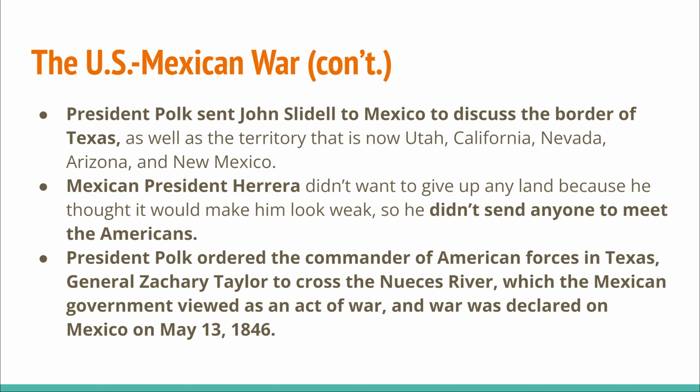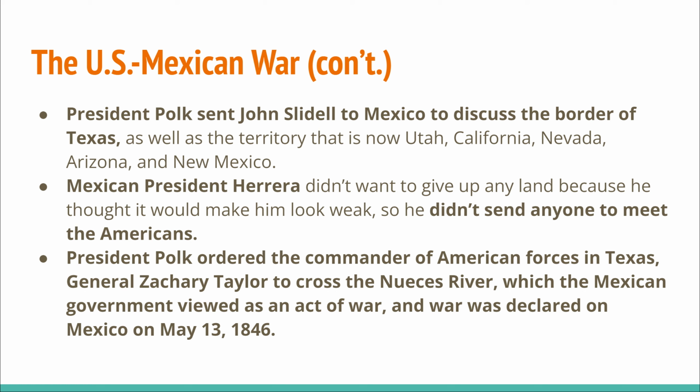So, the U.S. president is going to send this guy named John Slidell. You don't need to remember his name. His name does not need to be in your notes. He's going to send this guy to Mexico to discuss what the new border of Texas is going to be, as well as the border between Texas and the Mexican Cession Territory. All of that land that is part of Utah, California, Nevada, Arizona, and Mexico. All of that land belongs to Mexico at the time, but the United States is just trying to figure out exactly where that border is going to be.